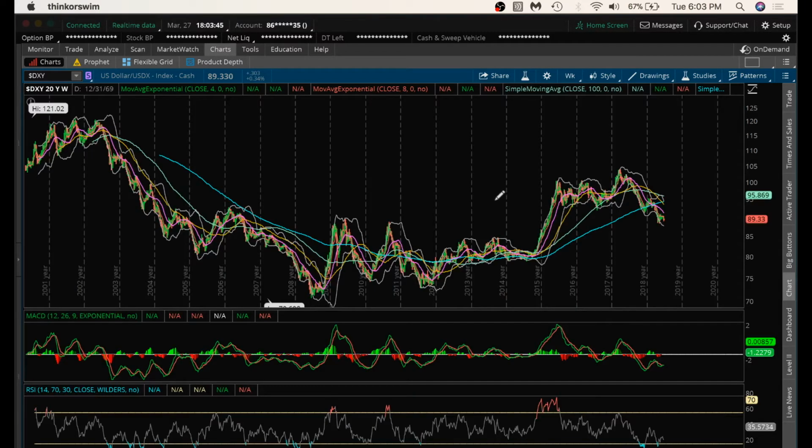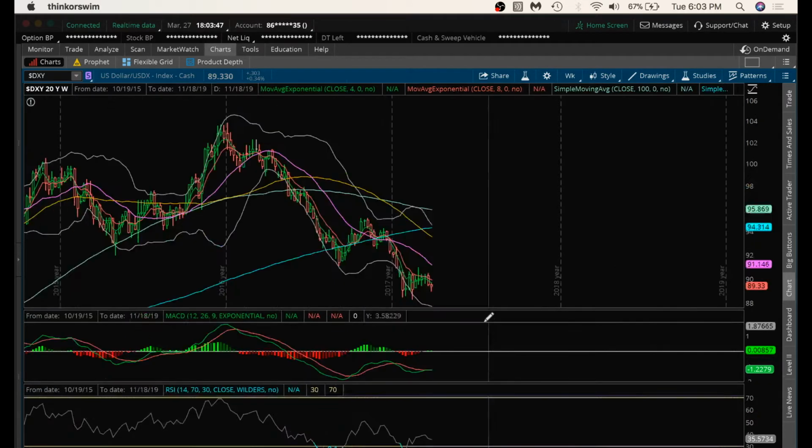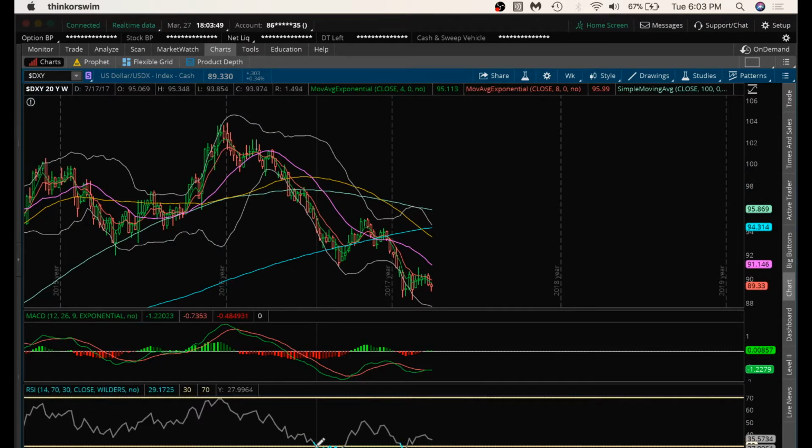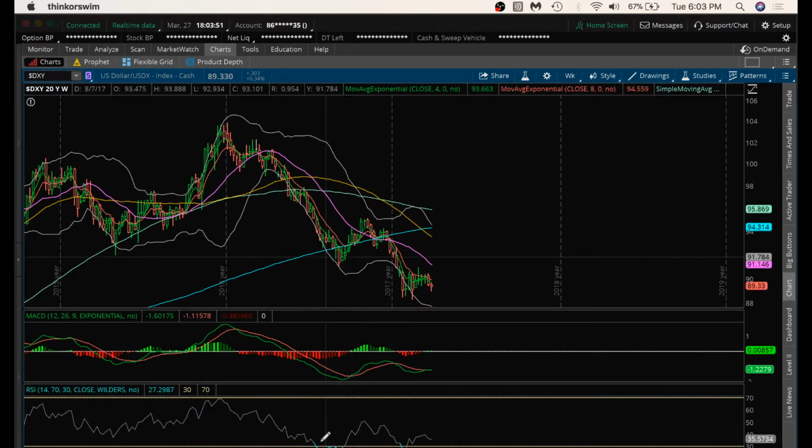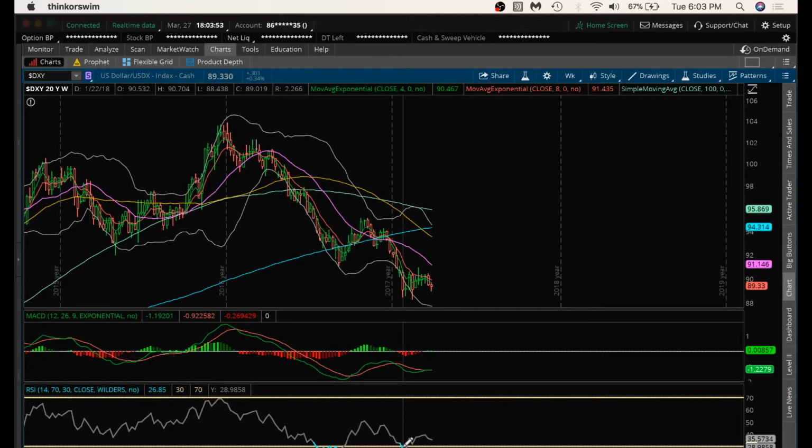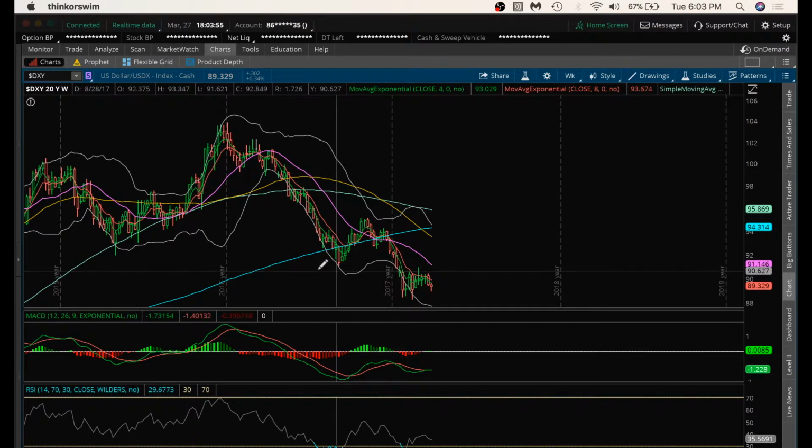Looking at the weekly on the US dollar, every time we've gone under the 30 RSI, we've had some type of bounce here. And so at 30 RSI, we were at a bounce point, but look at the significance. These bounces have been so weak. They're just still continuing to set lower highs here, and just consolidation.